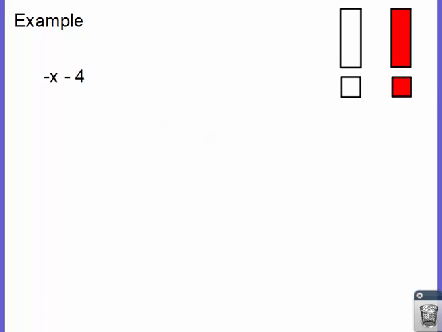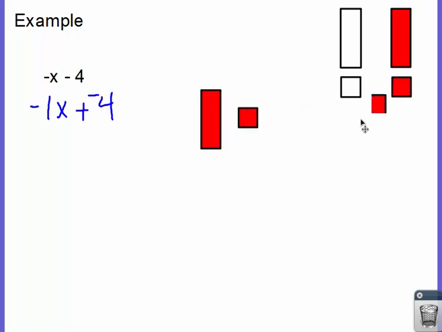So let's try one more. What about negative x minus 4? Well, we know that anytime we see a negative x, if an x is by itself, that stands for negative 1x minus 4. Now again, what do we do with minus? We change it to addition next to its opposite. Now I can model it. So that means I've got 1 negative x, one closed x, and 4 closed units. And that's how we model an expression.